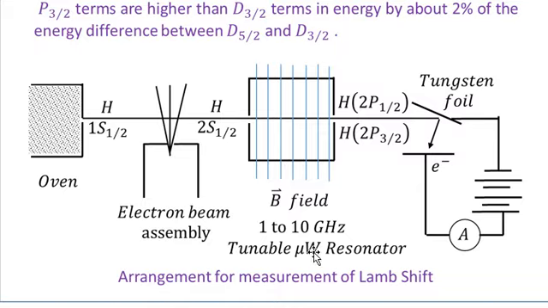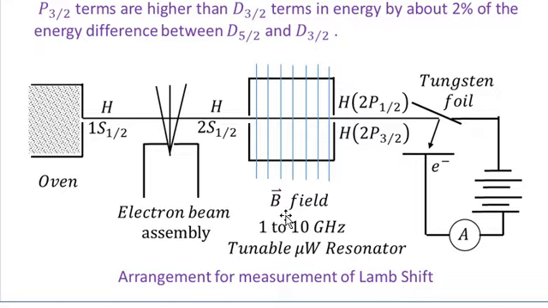So you see that the microwave assembly over here, the resonator, which is a tunable resonator in which we can tune the energy of the microwave from 1 to 10 gigahertz, can produce two versions of the hydrogen atom, that is, the hydrogen atom in the state 2p1/2 or in the state 2p3/2, by tuning the microwave assembly to 1 gigahertz or to 10 gigahertz.